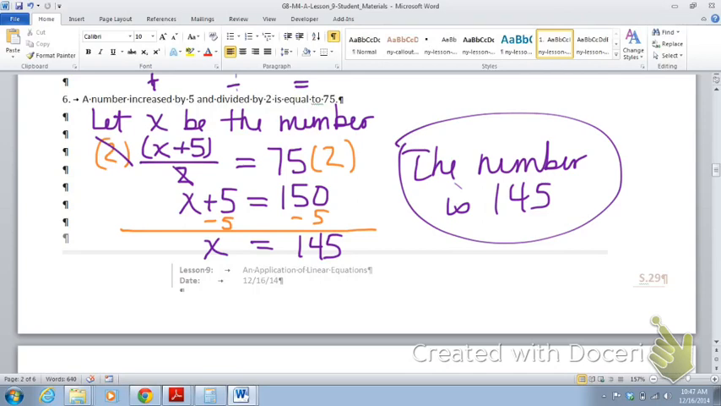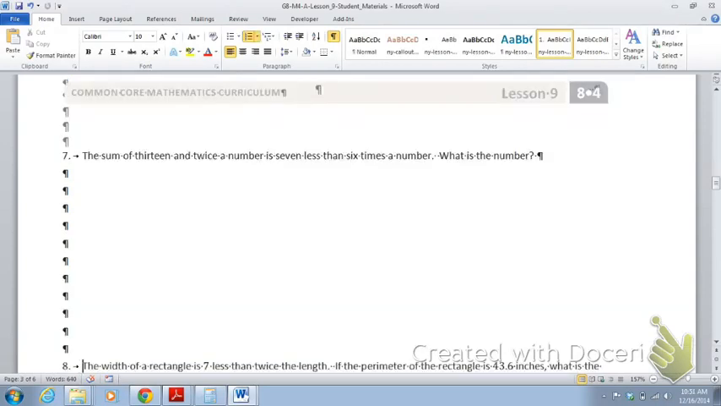All right, let's look at 7. Okay, so attempt number 7, and then come back and check your work against mine. Okay, so let's pick this one apart piece by piece and look for those keywords. So the sum, I know I'm going to be adding here, of 13 and twice a number. So we're going to let, this will be our x. So we can put that down now.